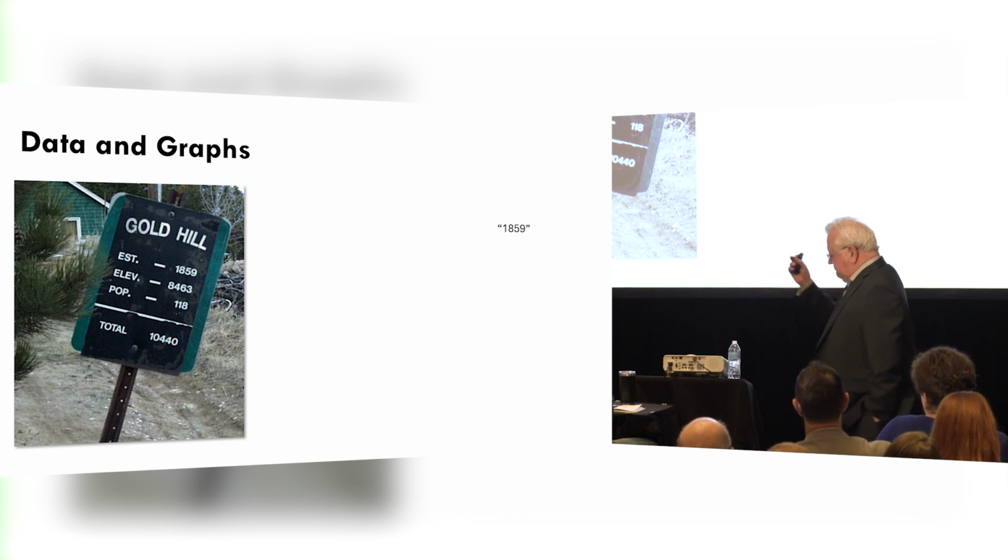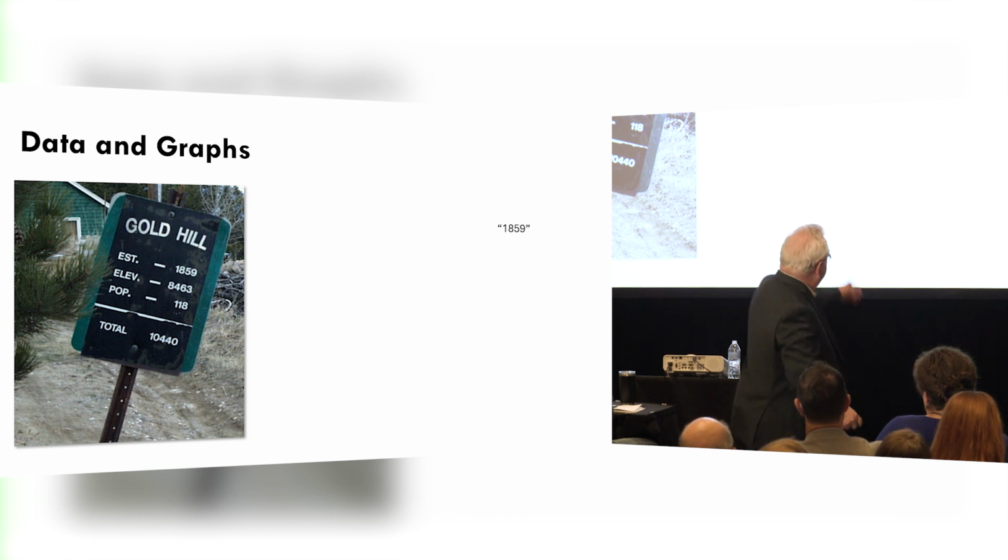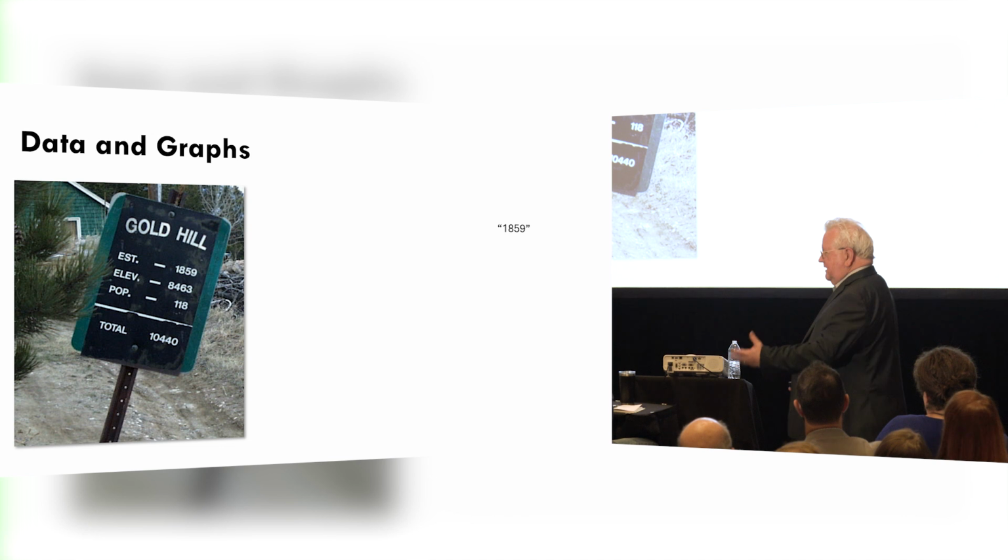So let's take a little tiny chunk of data. I think everybody in that DIKW pyramid would agree that 1859 is at least a piece of data. That's data. Out of context.